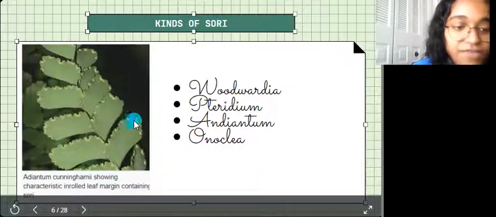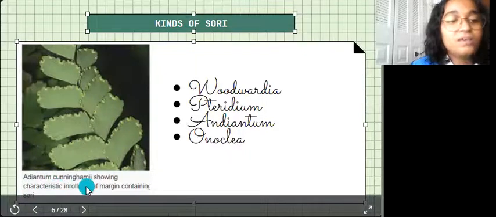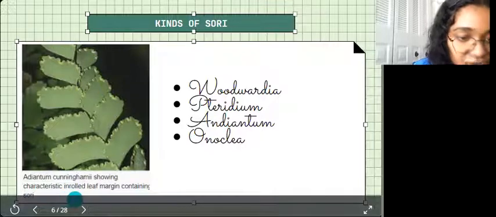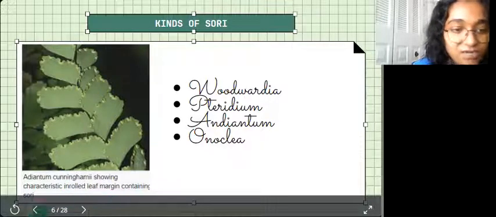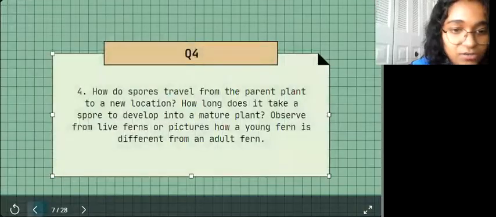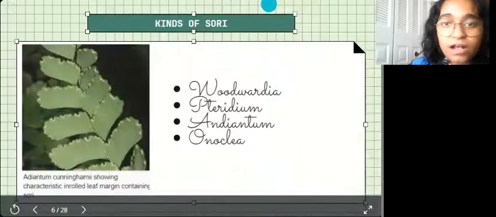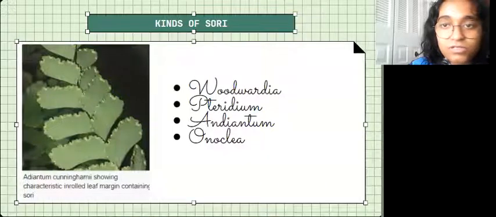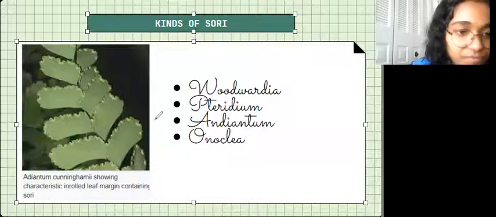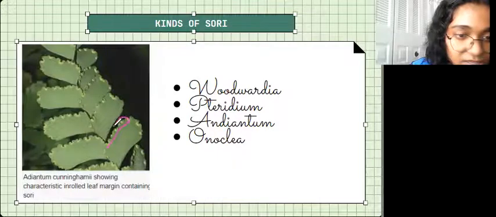This fern over here is the Anandanium. I'm just going to call it Anandanium, showing the characteristic rolled leaf margin containing the sori. So what is the sori? Let's just look at that for a minute. I will annotate it. This right here is the sori.